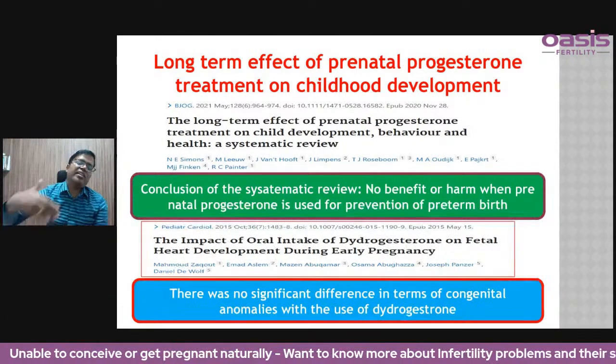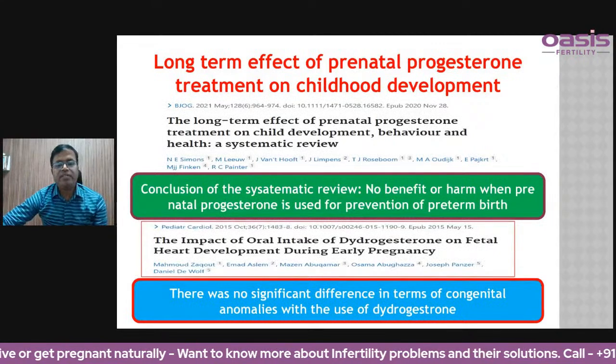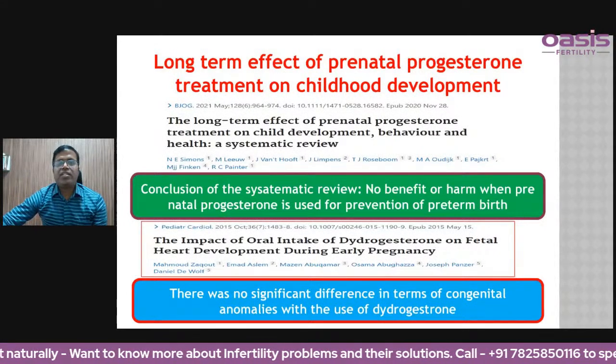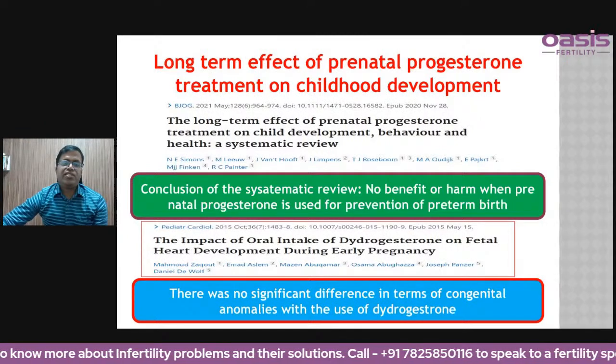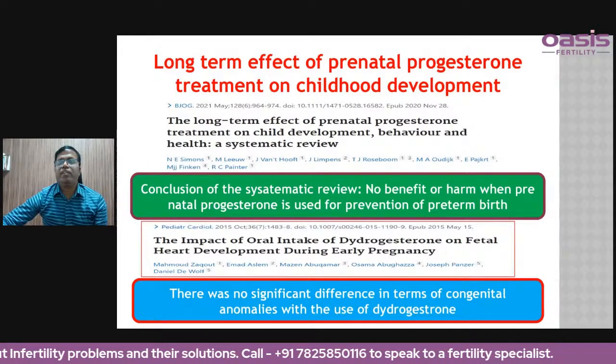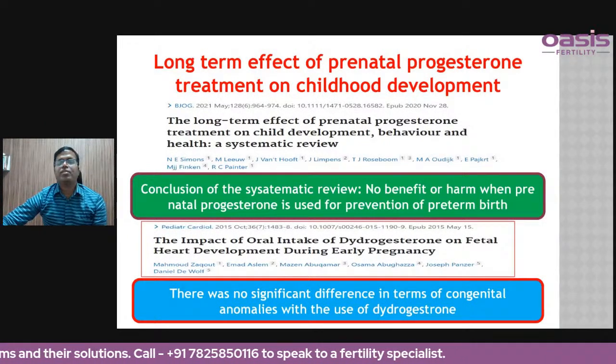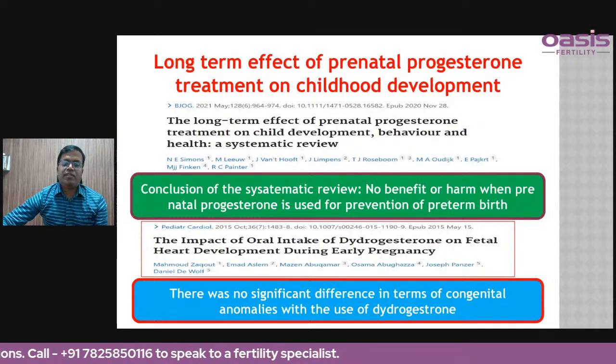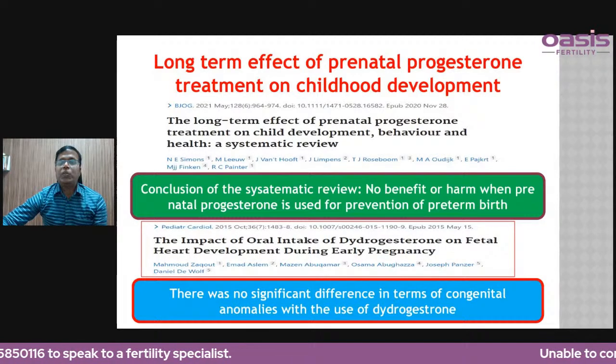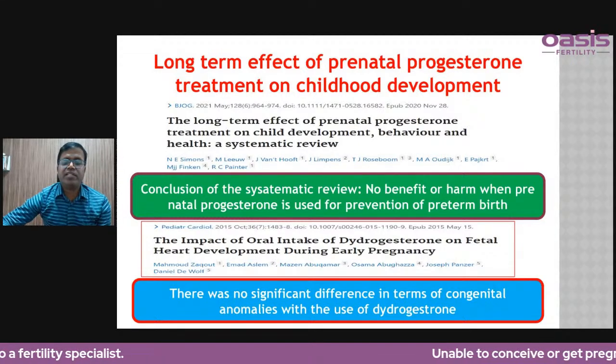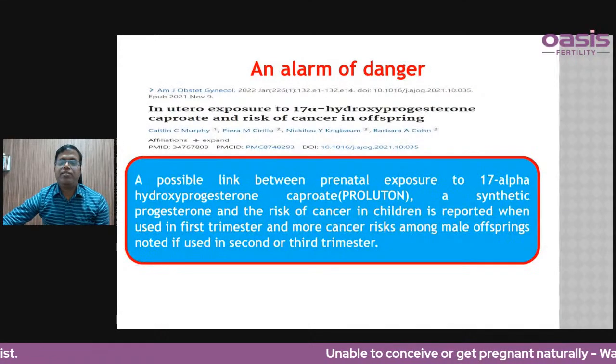And regarding long-term effects, whether it affects the newborns in childhood development, many studies, including this meta-analysis or systematic review, have concluded no benefit or harm when prenatal progesterone is used for prevention of preterm birth, and no significant difference in congenital anomalies was found with the use of dydrogesterone.